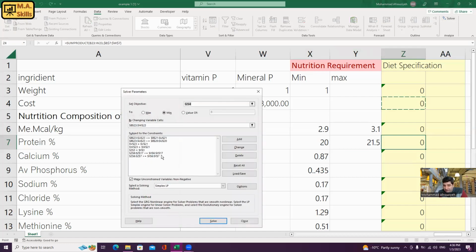But here it was not correct. Here it says Z6 to Z17 should be less than X6 to X17. It means that he's trying to say my dietary specification, my dietary nutrients should be less than the minimum one. Less than, for example, for protein should be less than 20. No, it is wrong. It should be greater than the minimum column. See, these types of mistakes can cause serious problems in your feed formulation. And then you will be confused.